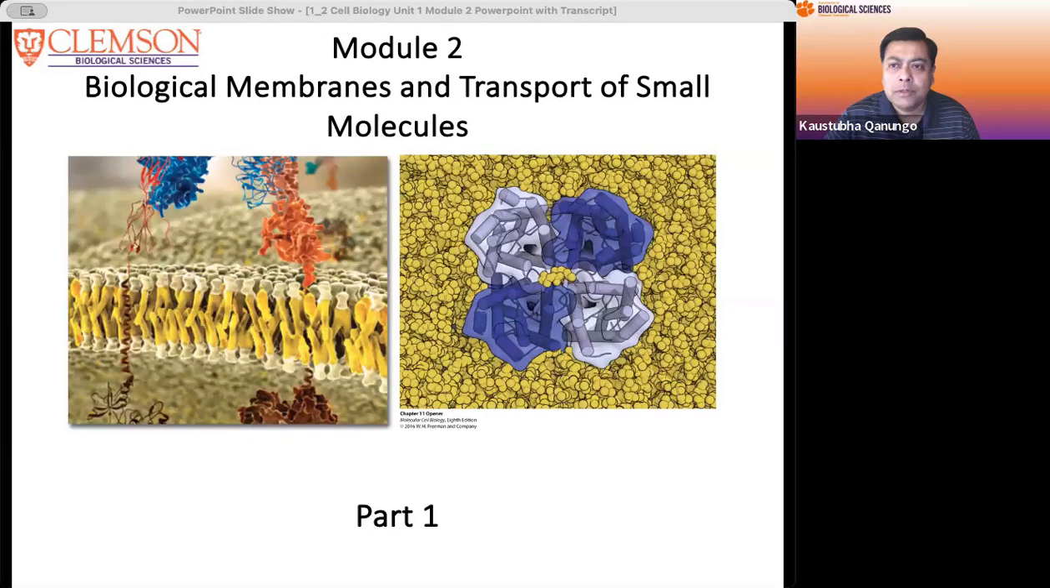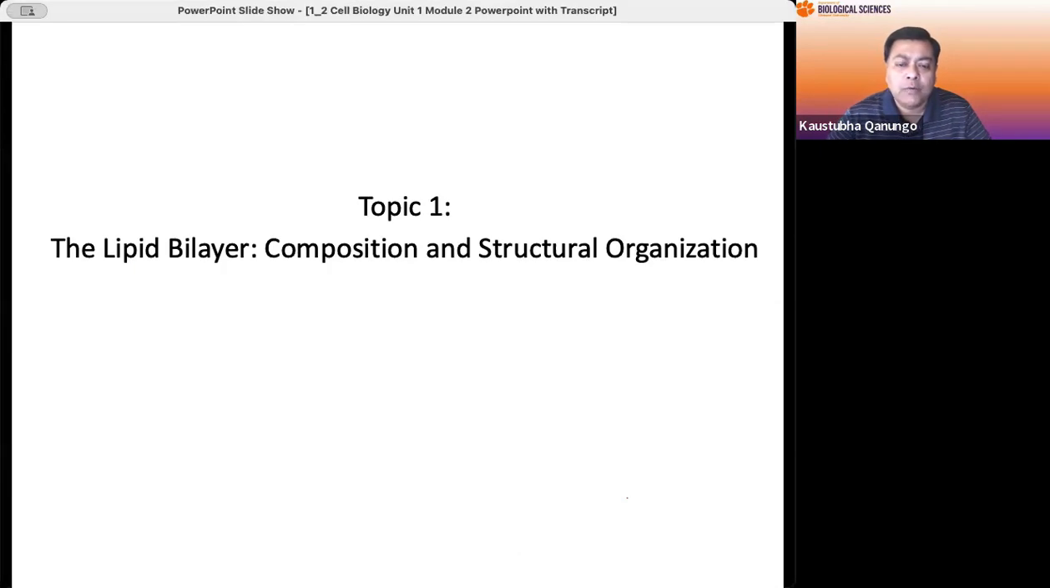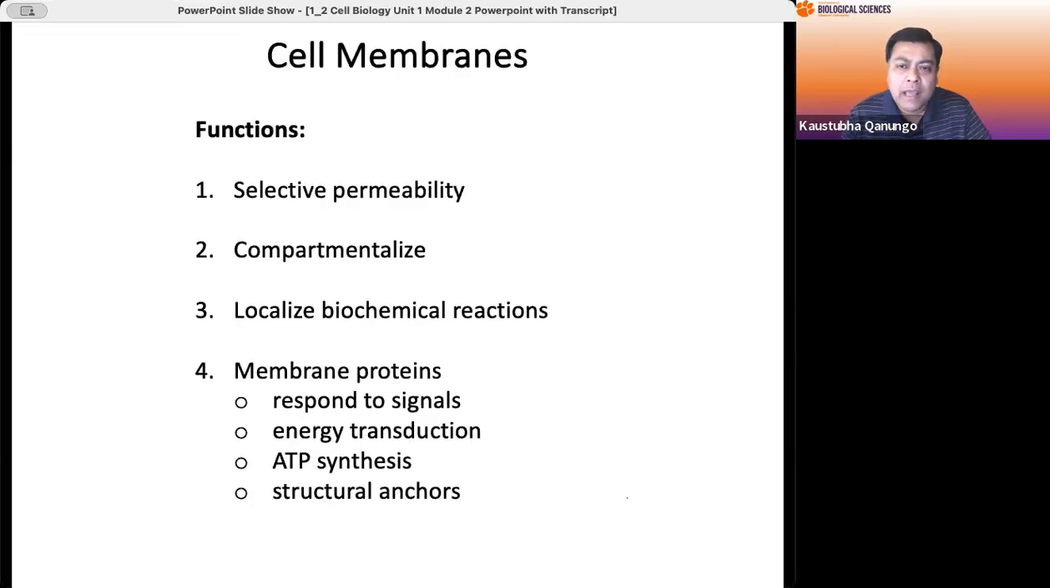Module 2. We will start with the biological membranes and the transport of small molecules. First, we are looking at the plasma membrane, the phospholipid bilayer, and the functions. These are very generalized, all straightforward.